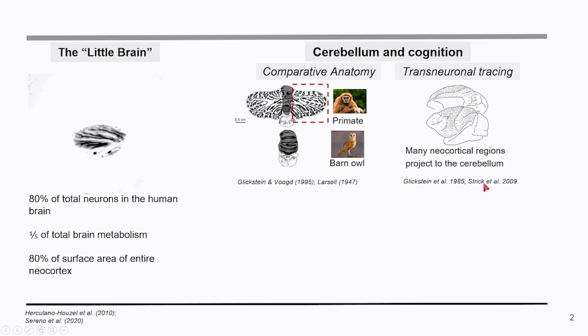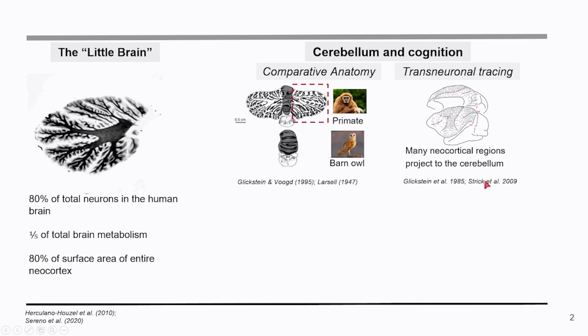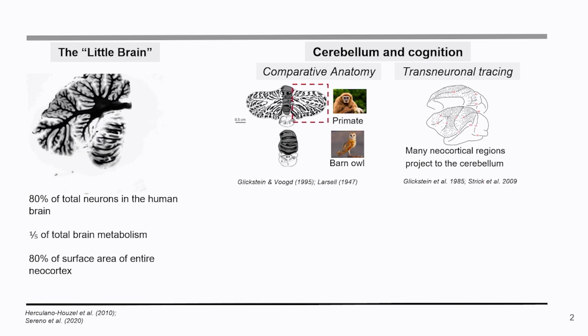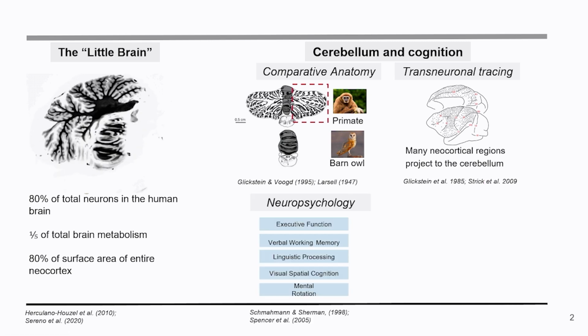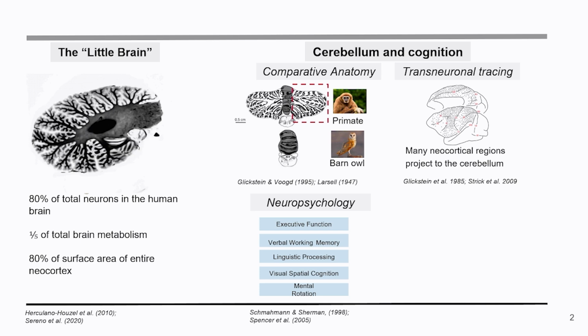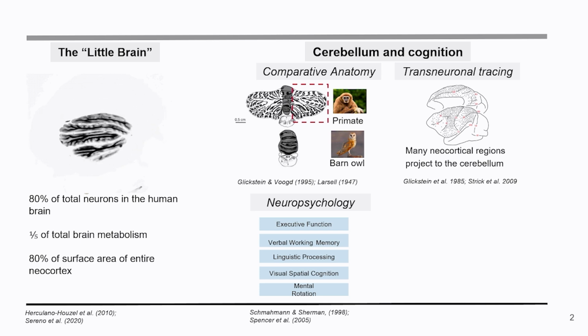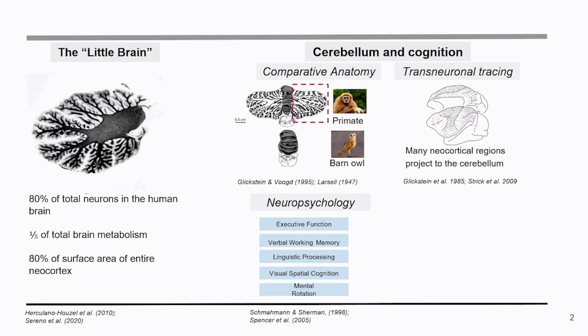And we also know from transneuronal tracing studies that much of the association cortex projects transsynaptically to the cerebellum. And finally, we know from neuropsychology that many patients with cerebellar degeneration have impairments on a wide range of cognitive functions, from executive function and verbal working memory to spatial cognition.